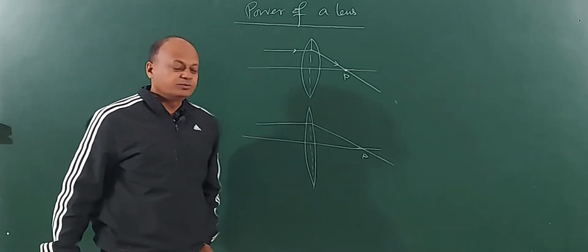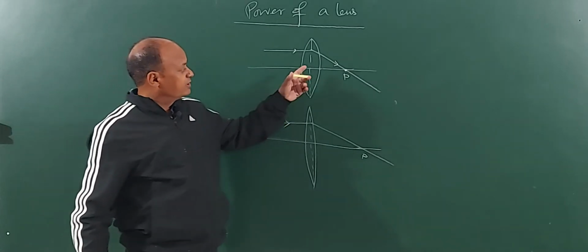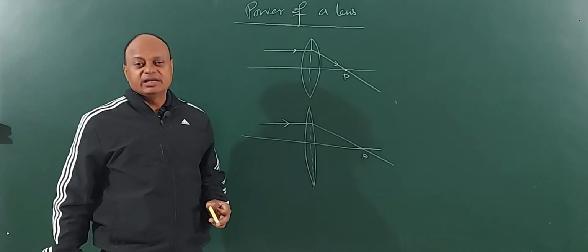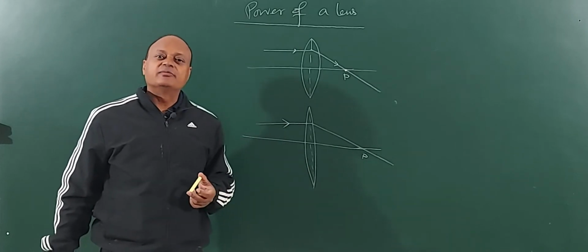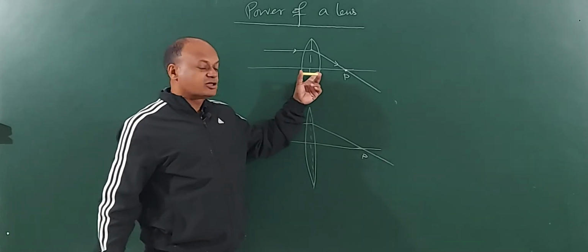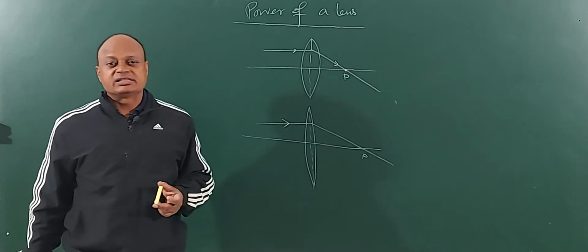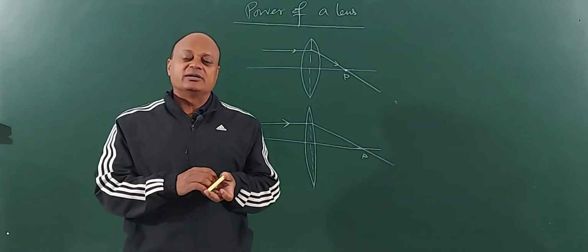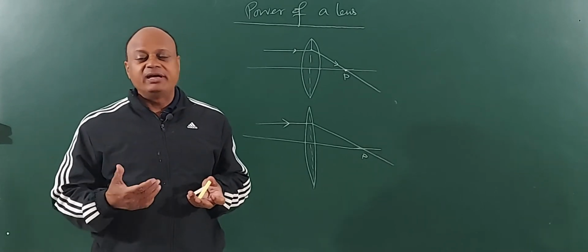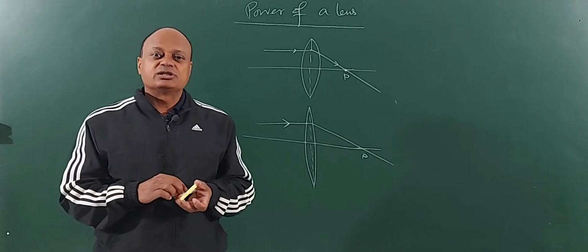If I were to ask you which lens is bending the light ray more, the first lens or the second lens, then what will you say? The second lens is bending less and the first lens is bending more. So in the language of physics, we will say the first lens has greater power compared to the second lens. So power of a lens literally means, children, the capability of a lens to bend a light ray toward itself after the ray undergoes refraction.